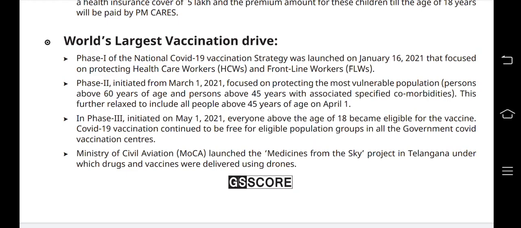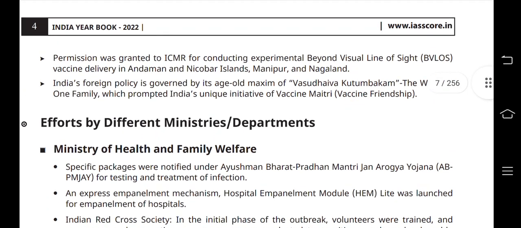Ministry of Civil Aviation: MoCA launched the Medicine from the Sky project in Telangana, under which drugs and vaccines were delivered using drones. Permission was granted to ICMR, the Indian Council for Medical Research, for conducting experimental beyond visual line of sight (BVLOS) vaccine delivery in Andaman and Nicobar Islands, Manipur and Nagaland.